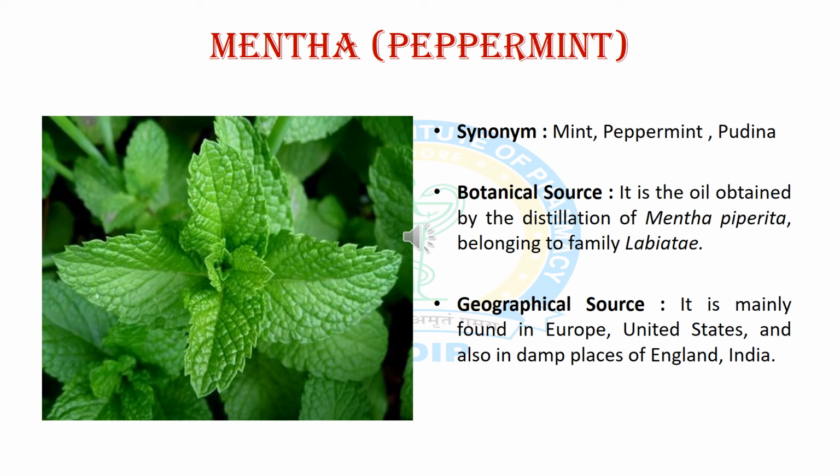Now we will discuss the last crude drug containing volatile oil, and it is mentha, also known as peppermint. The synonyms of mentha are mint, peppermint and pudina. And the biological source is obtained from distillation of leaves of Mentha piperita, which belongs to the Labiatae family. And the geographical source, it is found in Europe, United States and England as well as India.